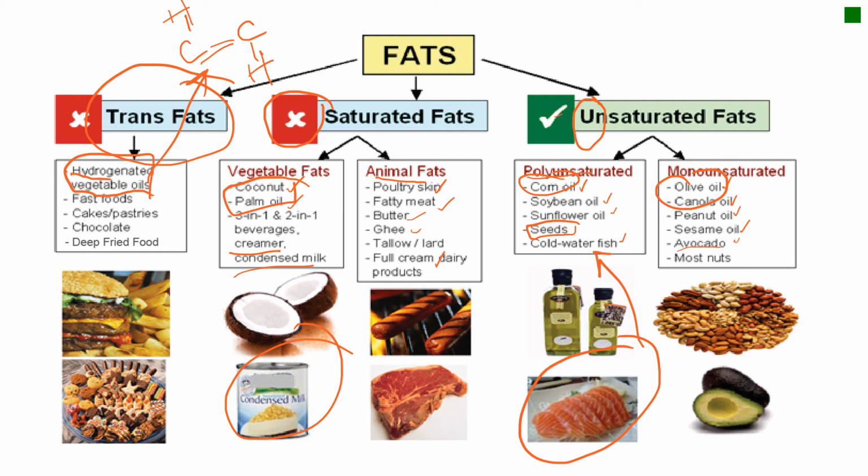But it is so stable that in your body it is also stable and can create clogs in your blood vessels. It is found mostly in fast food, cakes, pastries, chocolate, deep fried food, processed food, and so on. So again, try not to consume this as much as you can, because this is the unhealthiest one.